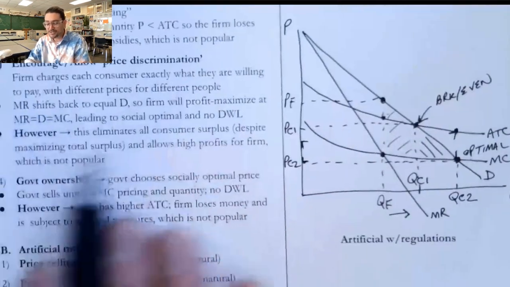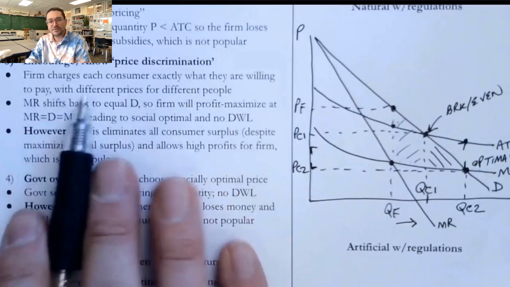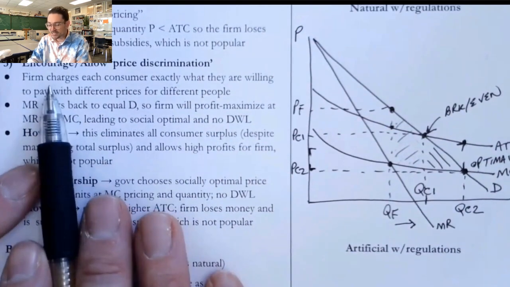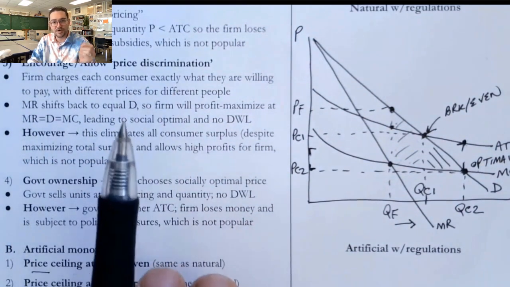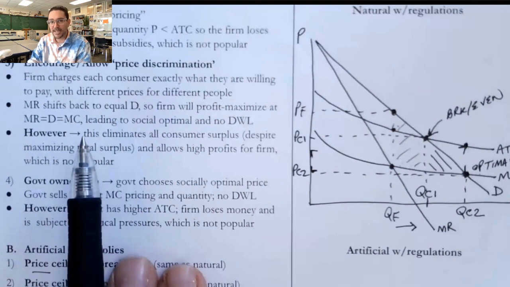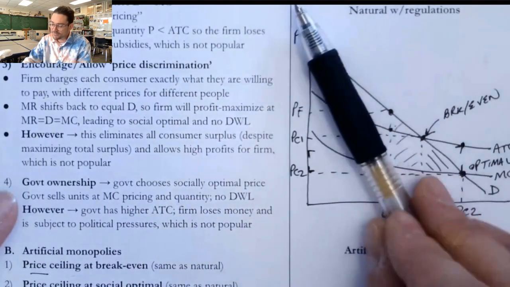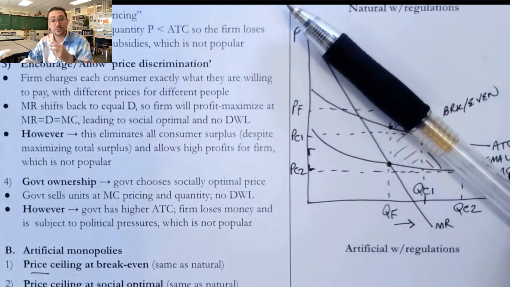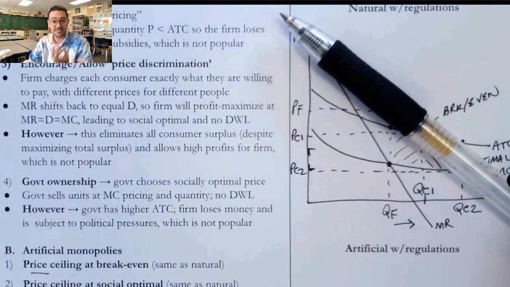Now, a third option is to allow price discrimination. I'm going to verbally explain price discrimination here, and we're going to look at it in a practice video. In essence, it's the idea of the firm charging each customer different prices, exactly what they're willing and able to pay. And so the marginal revenue curve shifts up and becomes part of the demand curve again. The price and the marginal revenue go back to being actually the same value.